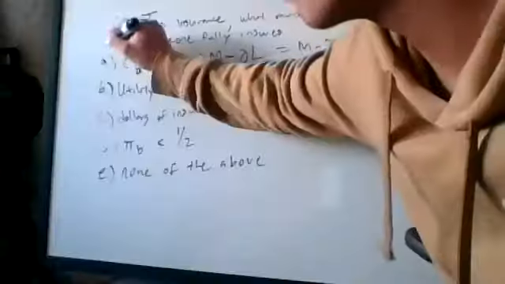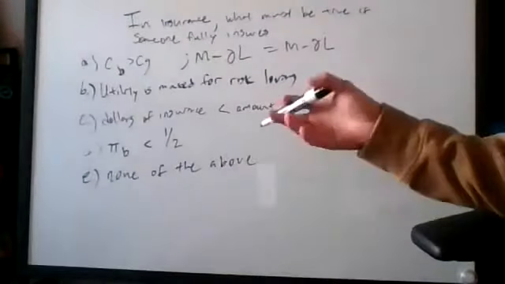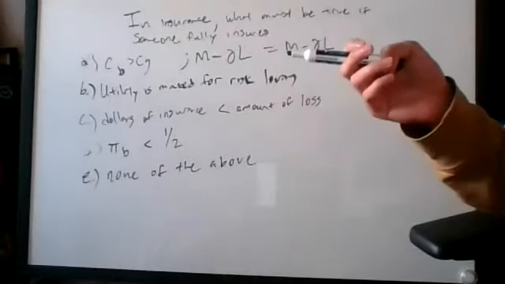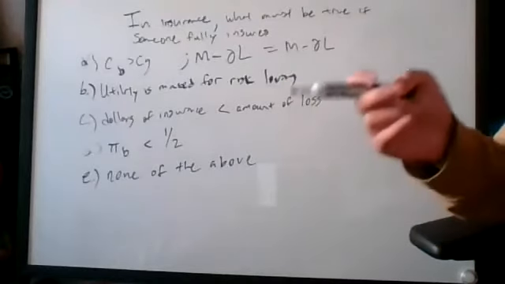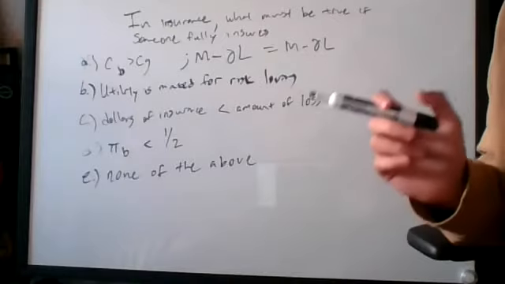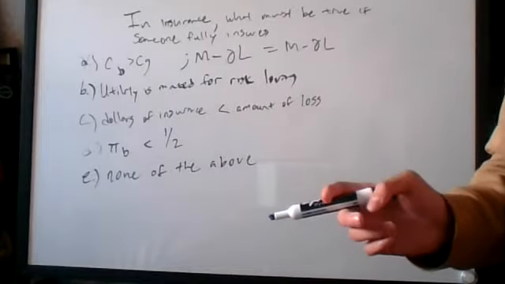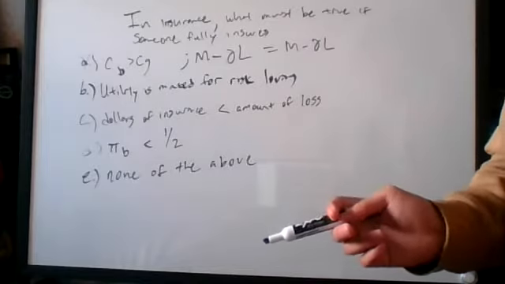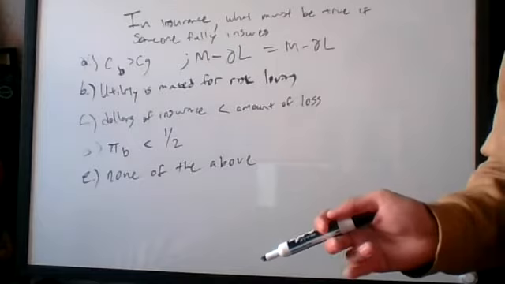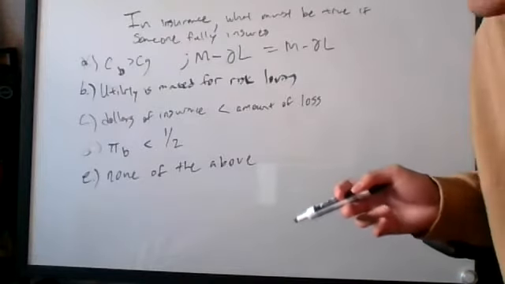And so let's look at answer choice B. Right, so this is wrong. Answer choice B says that utility would be maximized for someone who is risk loving. We know that that's not true. If someone fully insures, then that tells us that they are risk averse, right? Someone who is risk loving would choose to have no insurance. Okay. And so let's look at answer choice C.